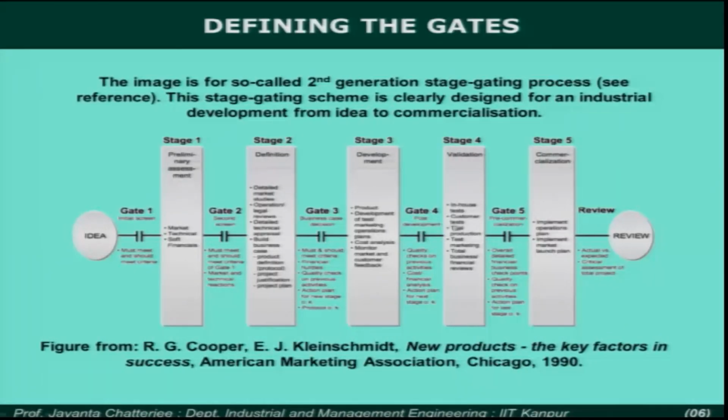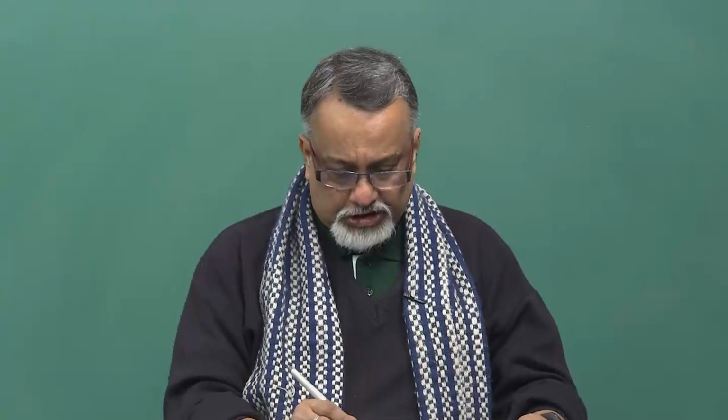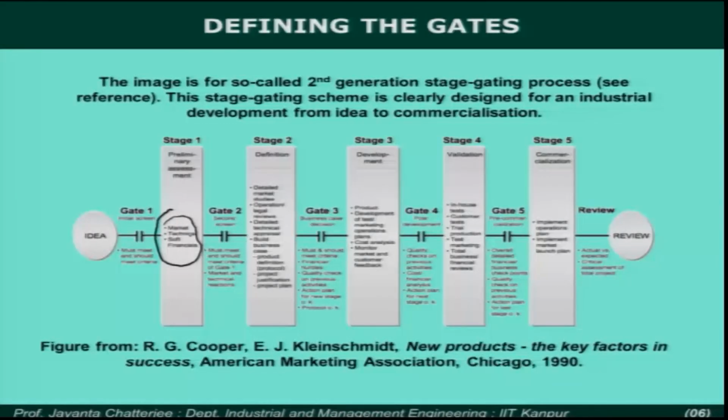So, you can alter this list, and you can sometimes actually combine, as I said, but you definitely have to take care of these various factors that are mentioned here. So, typically at stage 1, we will look for the market data, the main technical challenges and advantages, and some early, what we call soft financials at this stage. Okay.